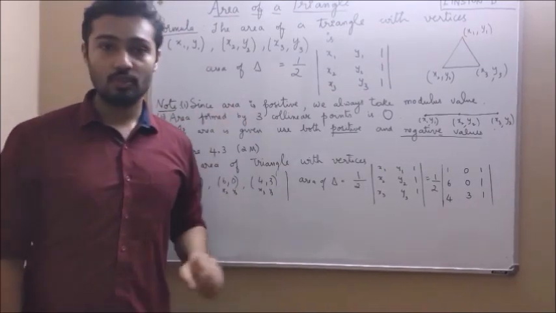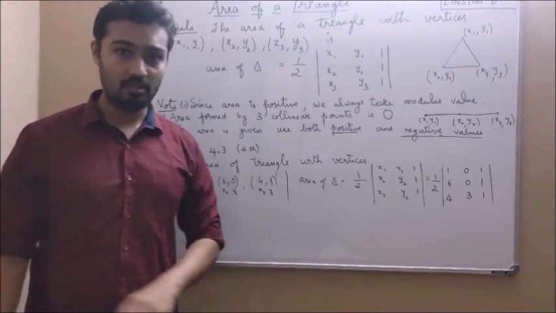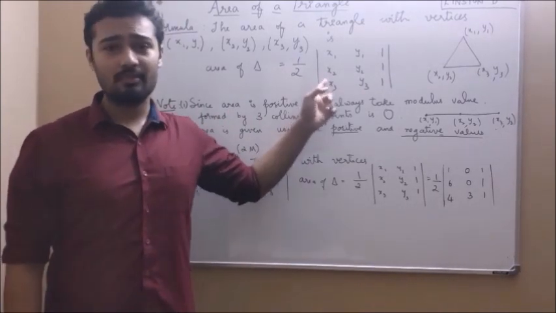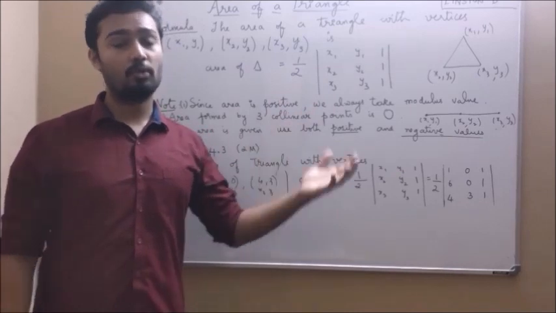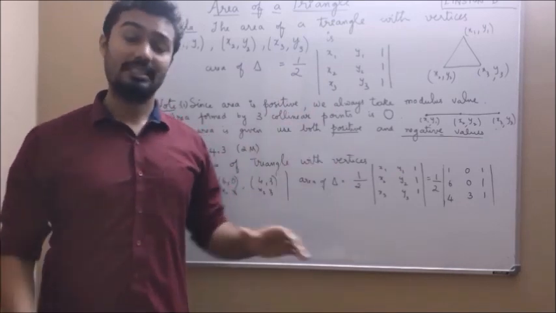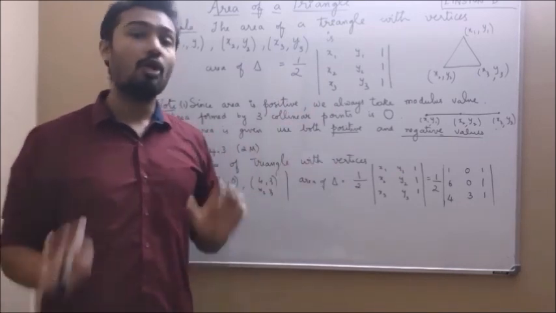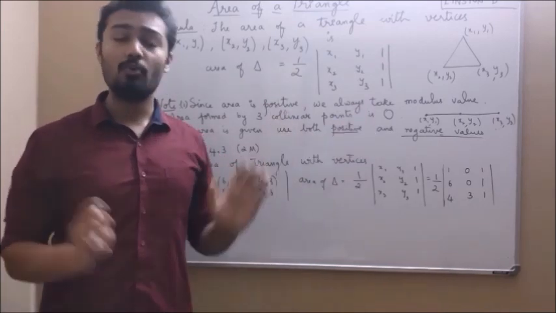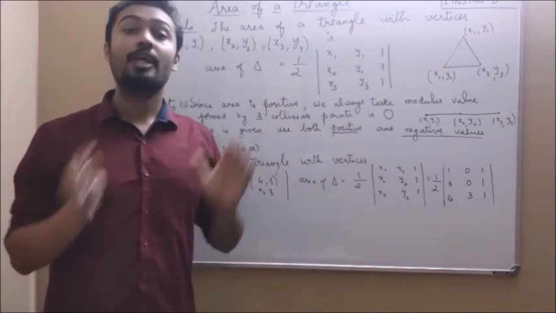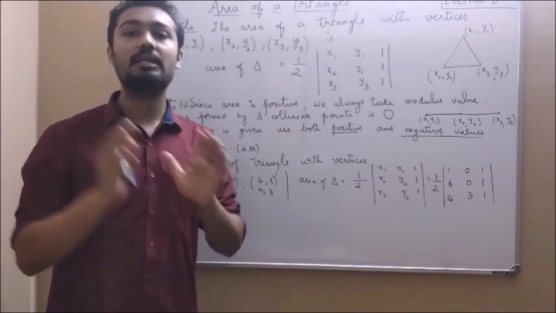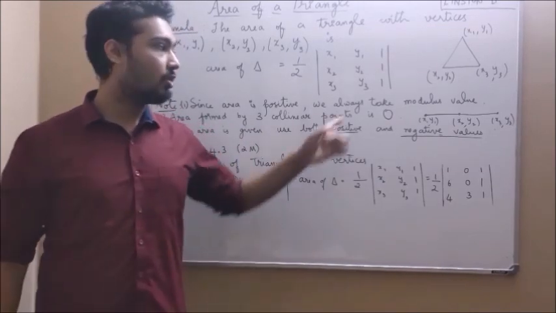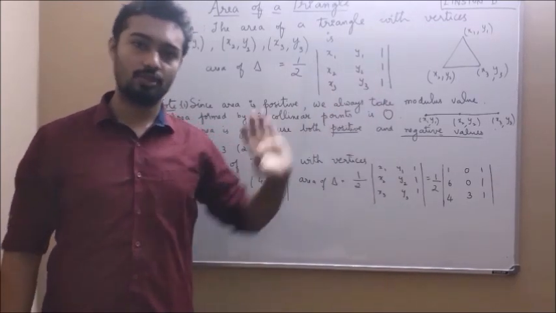We'll take some notes. Since area is positive, we always take its modulus value. Now, this determinant value, sometimes you may get positive, sometimes you may get negative. But since area is always positive, we take only the positive value. How to make a negative value positive? If you take the modulus of that value, you get the positive value. So the modulus value makes everything positive.